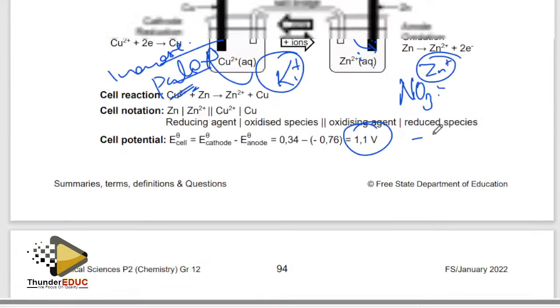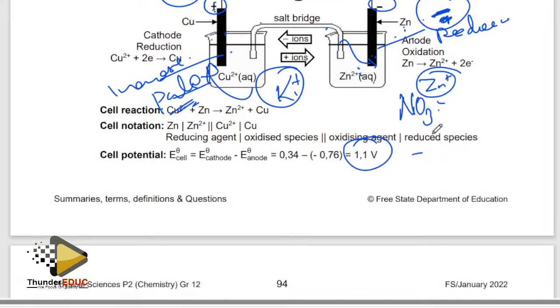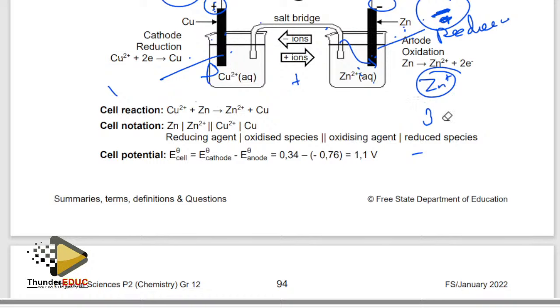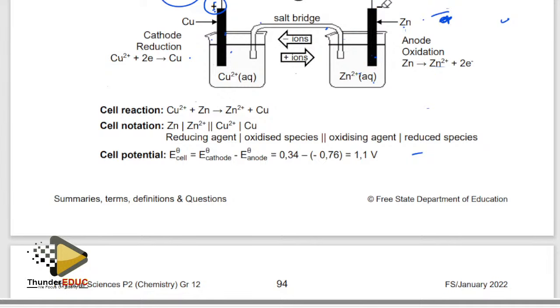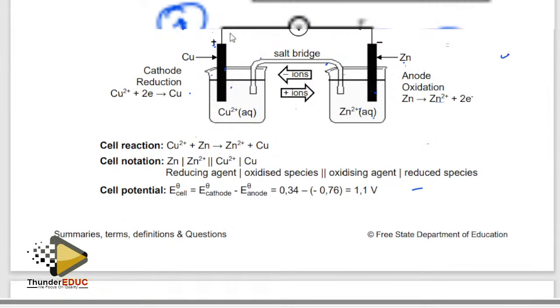So basically, that is it. Then you need to know what you call the cell notation and the cell reaction. Okay, half cell, you have to know all those things. If it is a gas, what am I supposed to do when it comes to that? So okay, now the cell reaction.